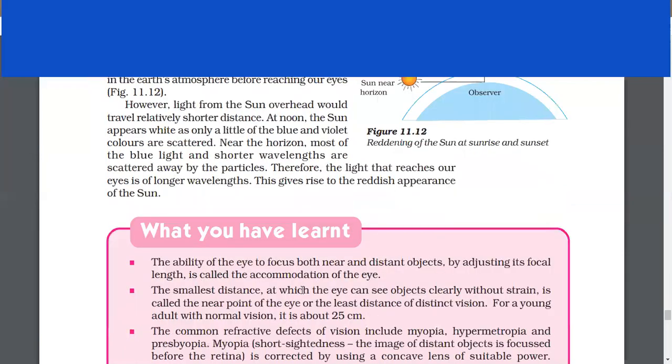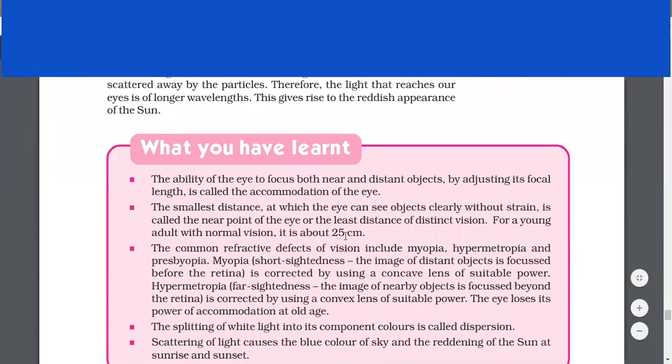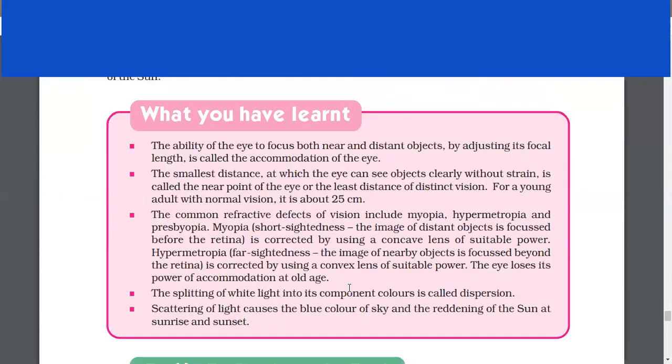What have you learned? The ability of the eye to focus both near and distant objects by adjusting its focal length is called the accommodation of the eye. The smaller distance at which the eye can see objects clearly without strain is called the near point of the eye, or the least distance of distinct vision. For a young adult with normal vision, it is about 25 centimeters. The common refractive defects of vision include myopia, hypermetropia, and presbyopia. Myopia is corrected by using a concave lens of suitable power. Hypermetropia is corrected by using a convex lens of suitable power. The eye loses its power of accommodation at old age.